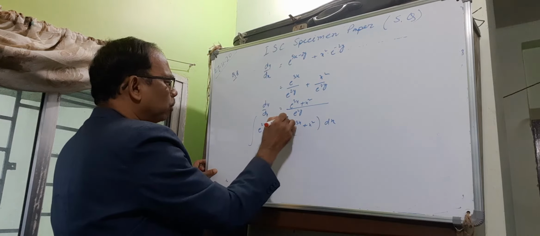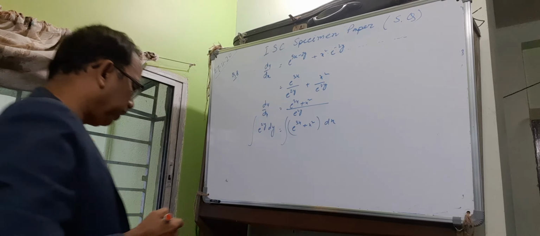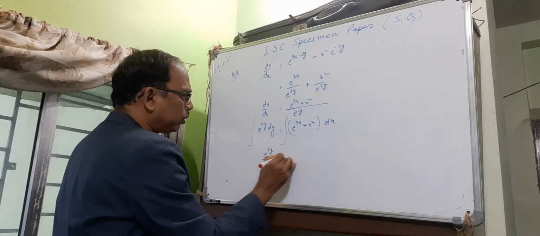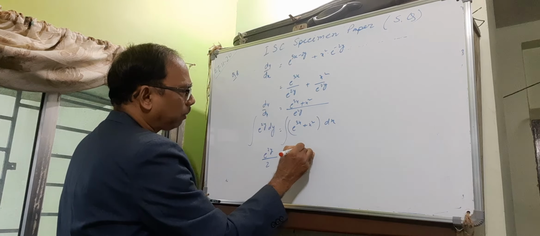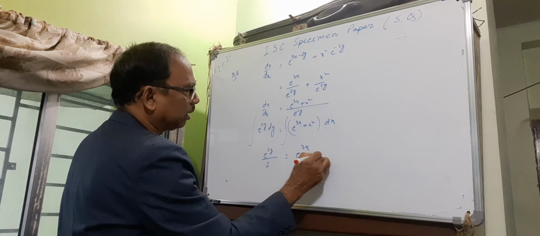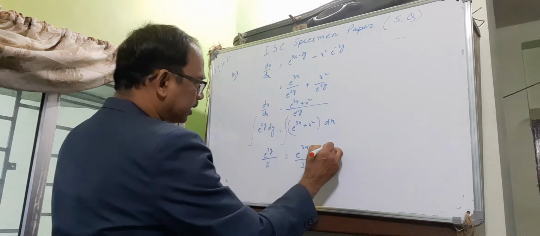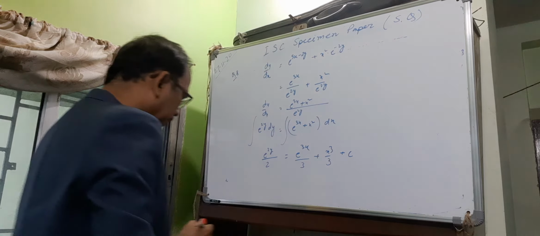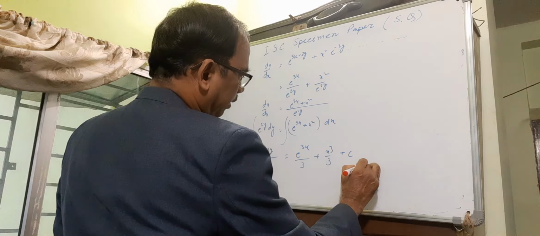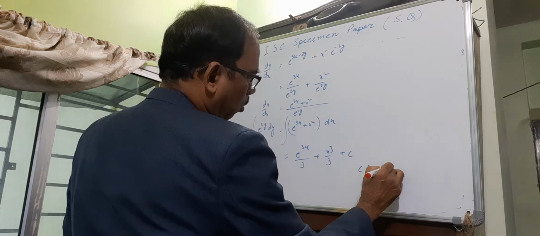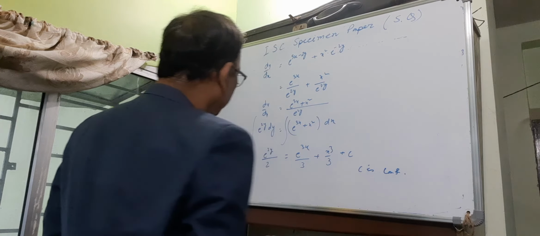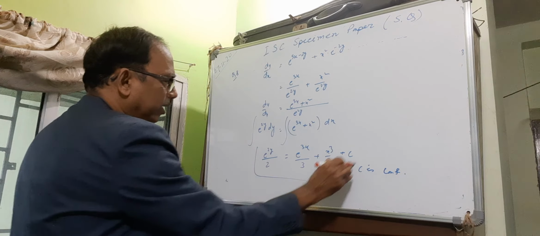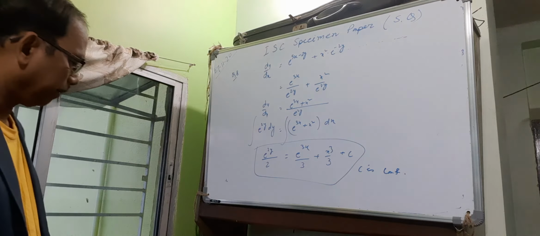Now integrating both sides: the integration of e to the power 2y is e to the power 2y by 2, equals e to the power 3x by 3, the integration of x square is x cube by 3, plus c, where c is an arbitrary constant. So this is the solution of the differential equation. We can bring the 2 over here. That is the solution of the given differential equation.